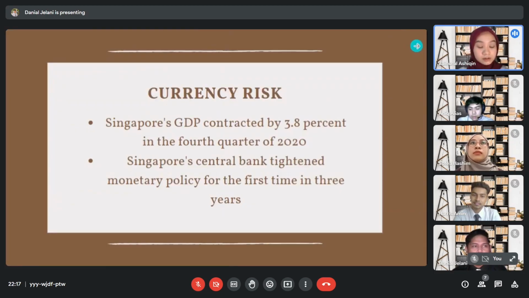Okay, for the currency risk, due to the COVID-19 pandemic, Singapore's GDP contracted by 3.8% in the fourth quarter of 2020 compared to the same period the previous year, a little improvement from the 5.6% decline in the third quarter. Singapore's Central Bank tightened monetary policy for the first time in 3 years to contain inflation after the country's economy was impacted by COVID-19. MAS adopted the measure as economic growth reached 6.5% in the third quarter, which was initially intended to accelerate economic recovery from the worst impact of the pandemic-induced slump.